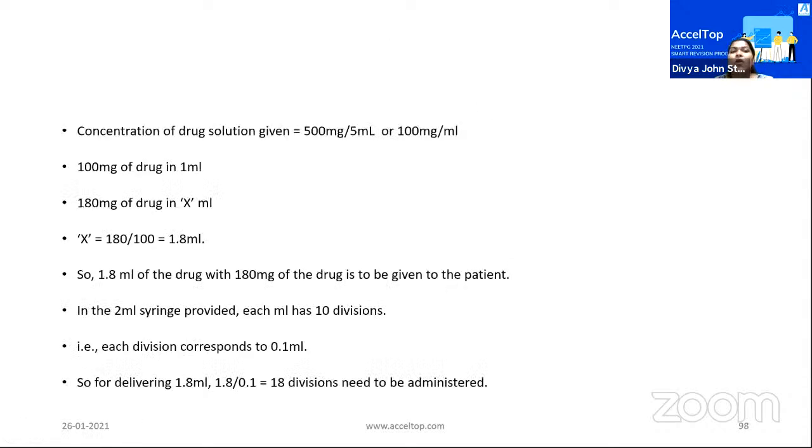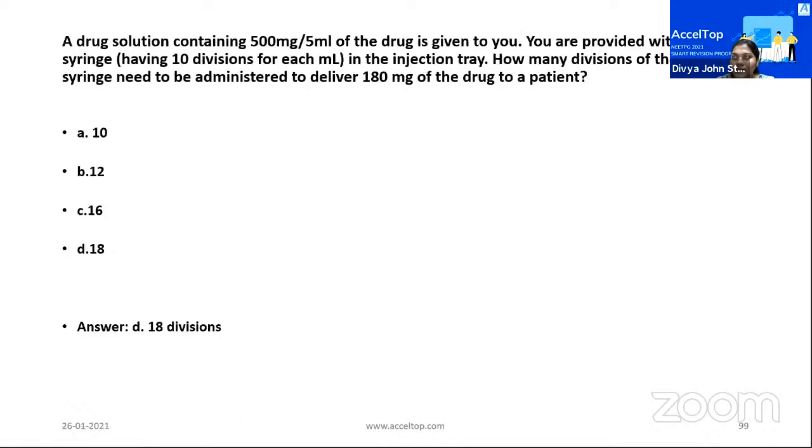Okay. So the concentration of the drug in the given solution is 500 mg in 5 ml. So it is basically 100 mg in an ml. So 100 mg in 1 ml. So if I were to give 180 mg, then it means I have to give them 1.8 ml. Okay. So 1.8 ml of the drug will have 180 mg. In a 2 ml syringe, each ml has 10 divisions. Okay. So each division is 0.1 ml, right? So 1.8 divided by 0.1 is 18 divisions. So the answer is 18. Okay. Very simple. Every time we look at questions like this, we tend to skip it or we won't work it out. So this is the easiest, most logical thing to do.